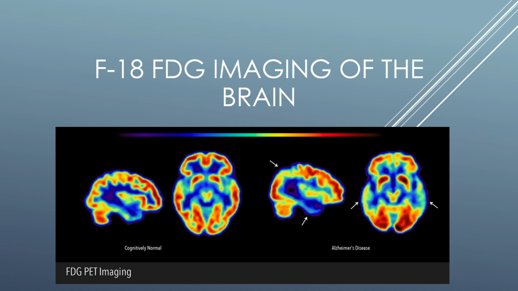So in the image you see here, this shows a normal FDG scan on the left and a patient with Alzheimer's disease on the right. FDG just looks at glucose metabolism of the brain, and so it can be used for a variety of different disorders and is still used for Alzheimer's and dementia imaging, even though we do have other agents like amyloid and tau.